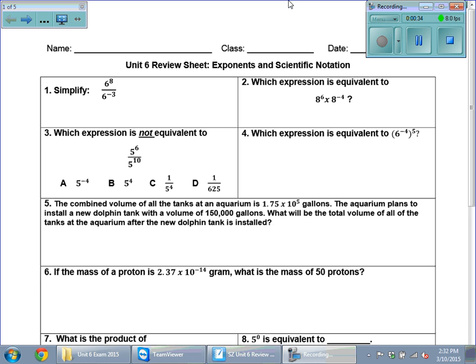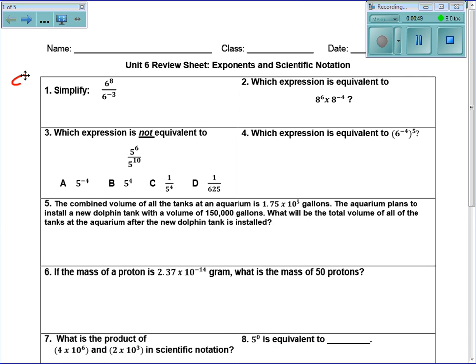So, number one, simplify. 6 to the 8th divided by 6 to the negative third. We are dealing with numbers that have exponents on them, the 8 and the negative 3, and they have the same base, the 6. So, for number one, we can use the quotient rule. Remember, quotient is the answer to a division problem. This is division, so the quotient rule. That states that when you're dividing numbers that have exponents in the same base, you subtract the exponents.